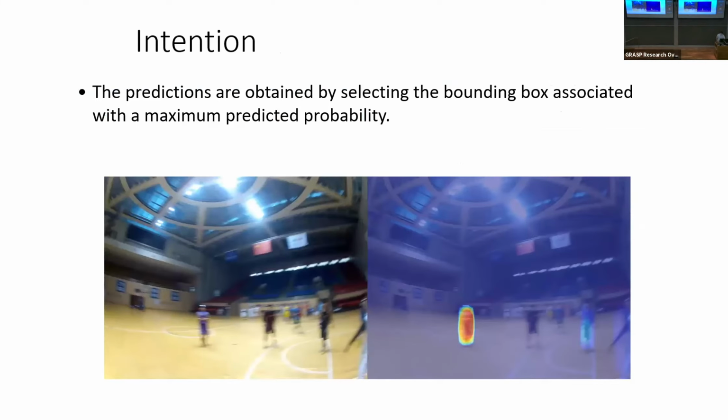We also study what people's attention from this first-person vision can tell us. In this basketball scenario, if there are multiple players on the field, it tells us which person I'm going to pass the ball to.